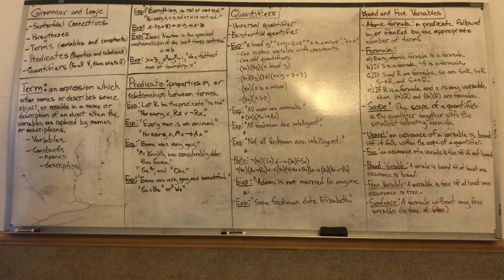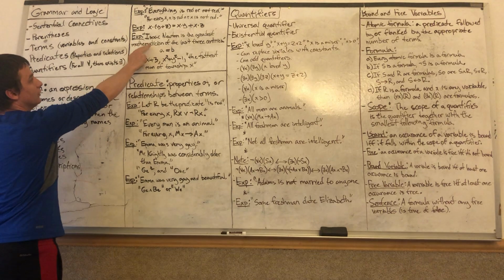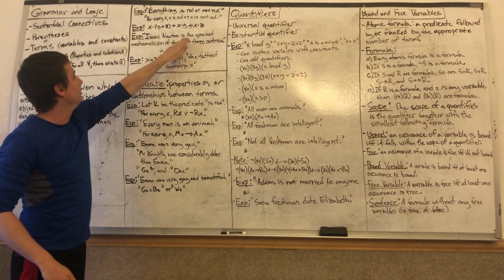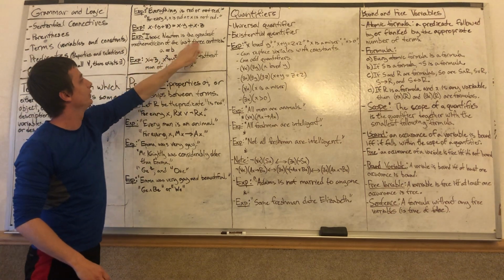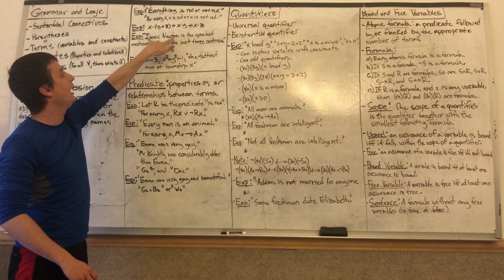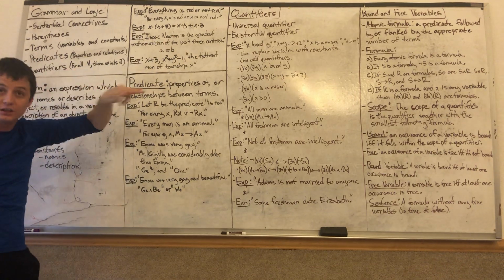Now if I were to replace x with some description, well, let's just see an example really quick. Let's look at this one. Here's a good one to help you with this, and we'll come back to it. Isaac Newton is the greatest mathematician of the last 3 centuries. Okay, so notice in this sentence, Isaac Newton, that's a particular person.